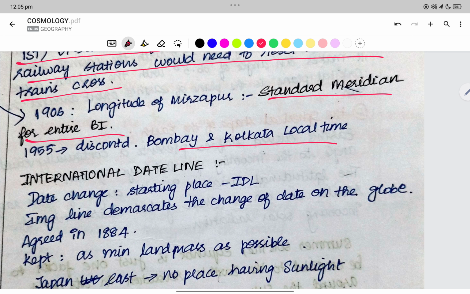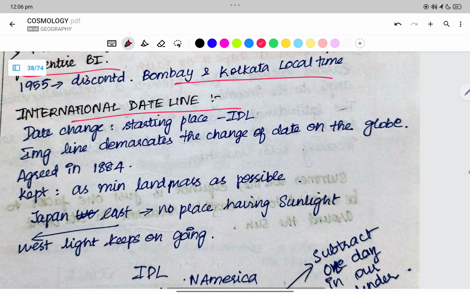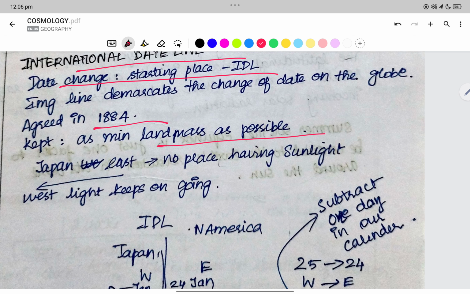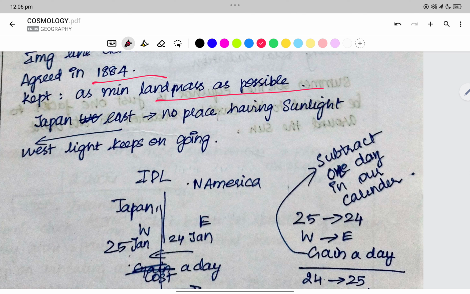Then in 1906, we adopted the Indian Standard Time. The International Date Line, where the date changes, right? It was agreed in 1884, and kept so as to cover as little landmass as possible.